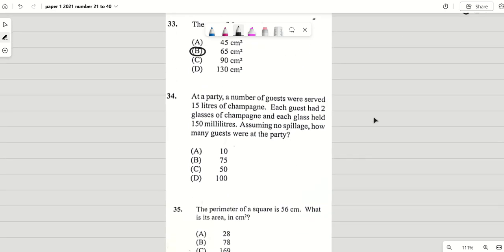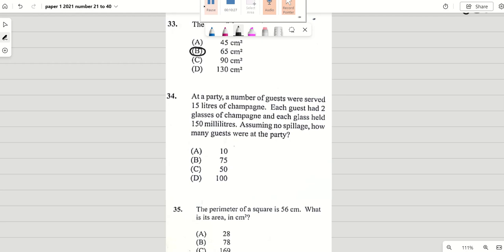This question, number 34. At a party, a number of guests were served 15 liters of champagne. Each guest had 2 glasses of champagne, and each glass held 150 milliliters. Assuming no spillage, how many guests were at the party?